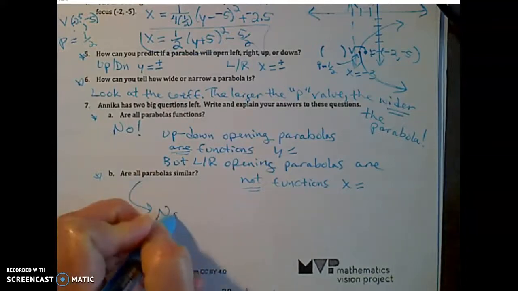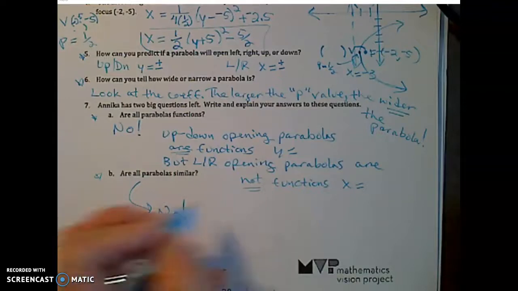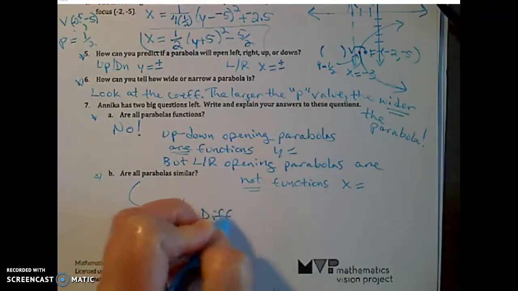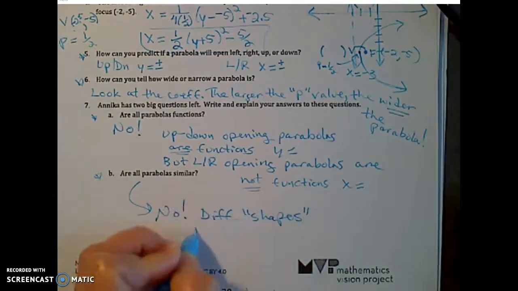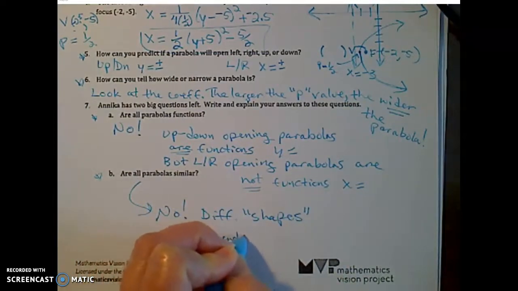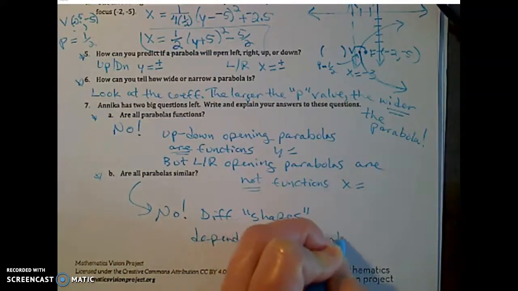Finally, are all parabolas similar? You probably said no. Some are wider, some are narrower, so they are different shapes. And the shape of the parabola depends on that p value.